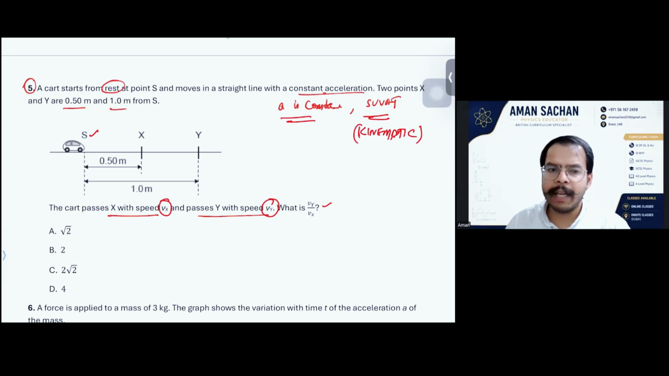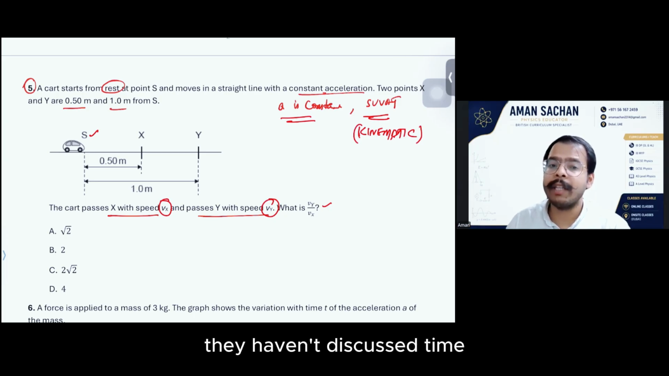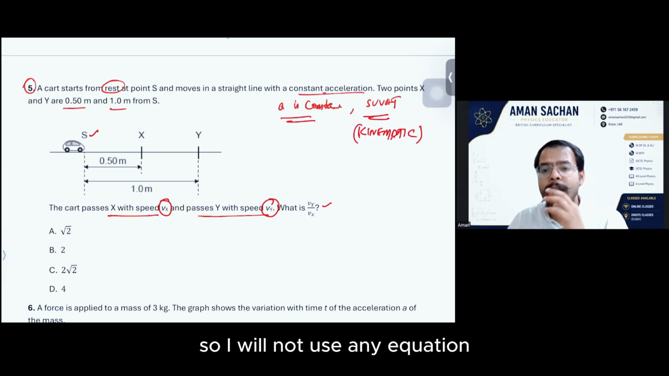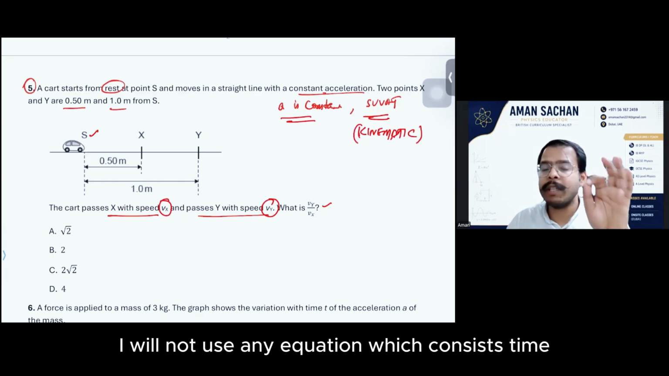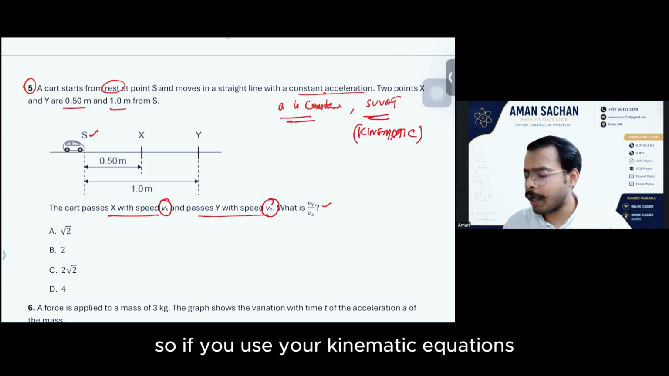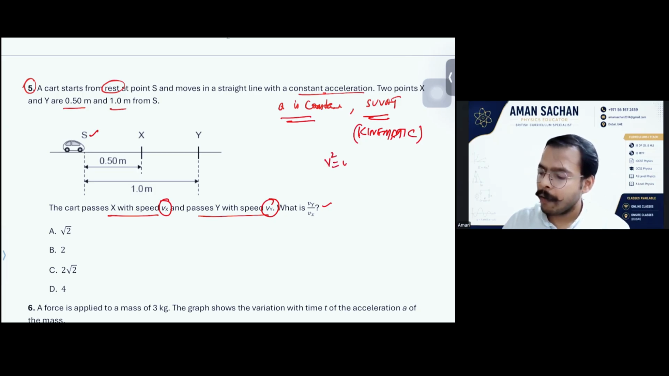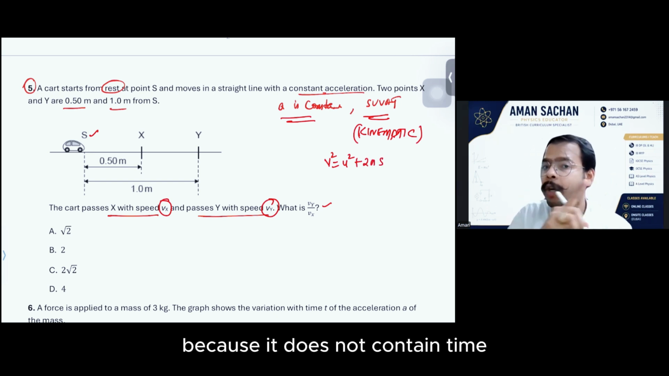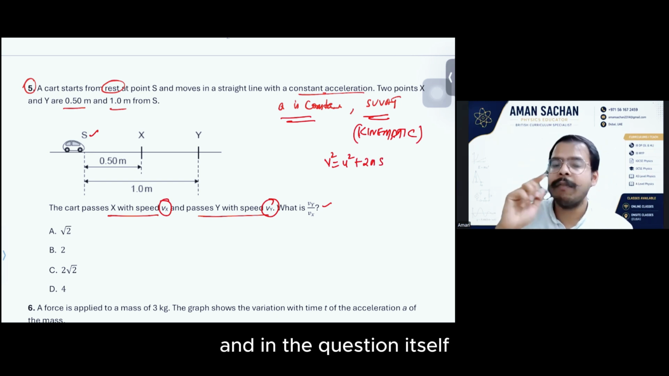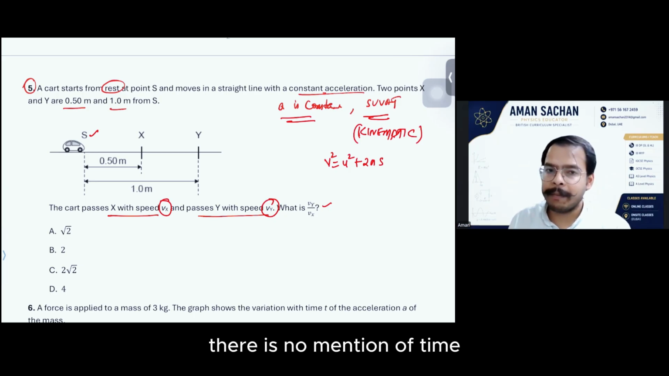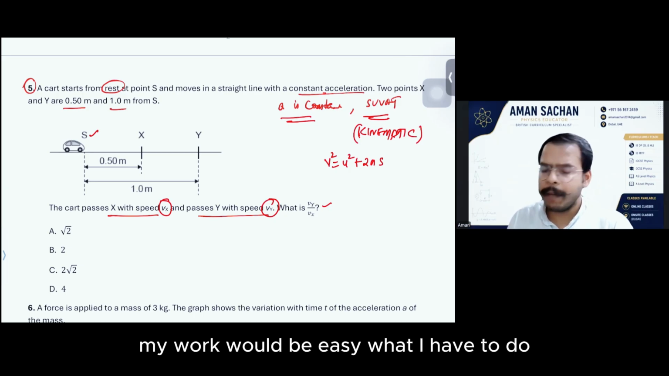Acceleration is constant. They haven't discussed time, so I will not use any equation which consists of time. If you use your kinematic equations, you have one equation which does not include time. Why do I use this equation? Because it does not contain time, and in the question itself there is no mention of time. So it's fine, my work will be easy.